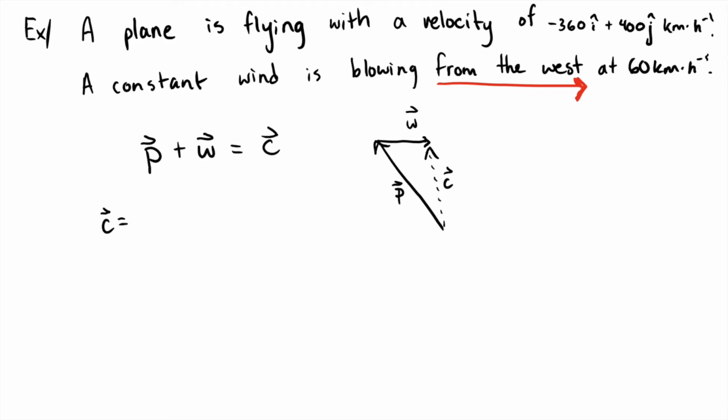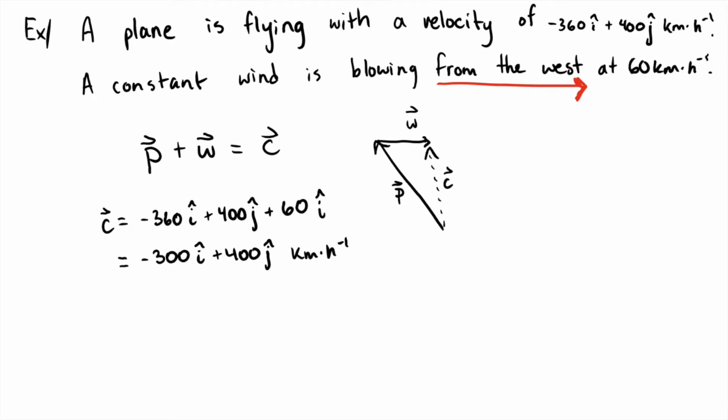And I have their unit vector components that they're made up of, so this is actually a very simple operation to do. The vector of the plane is negative 360i plus 400j, and then the vector for the wind, remember it's coming from the west, so it's heading to the east. That means it's heading to the right. So I would represent it using a unit vector i, and because its speed is 60, that means 60i is how I would represent that vector.